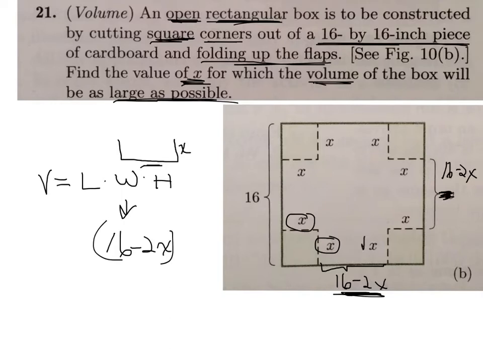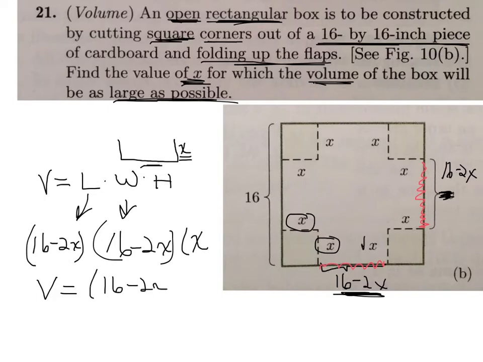And then my length, when it's folded, is going to be right here. So the red's length, width. So my length is another 16 minus 2x. And then my height is going to be the fold, which is x. So my volume that needs to be maximized is going to be 16 minus 2x squared times x.